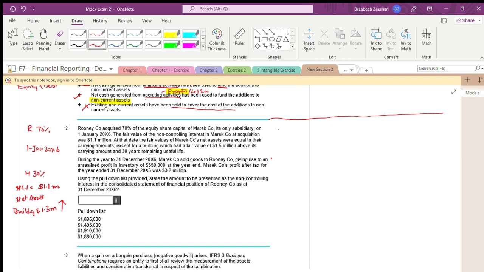During the year ended 31st January 2008, Merck sold goods to Rooney, which gives an unrealized profit of 550,000. And Merck's profit after tax is 3.2 million. Using the pull down list provided, state the amount to be presented as NCI. We have to calculate NCI.